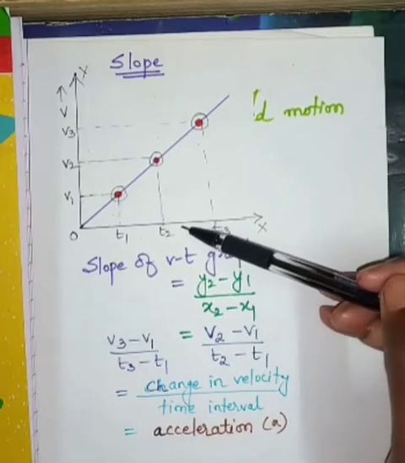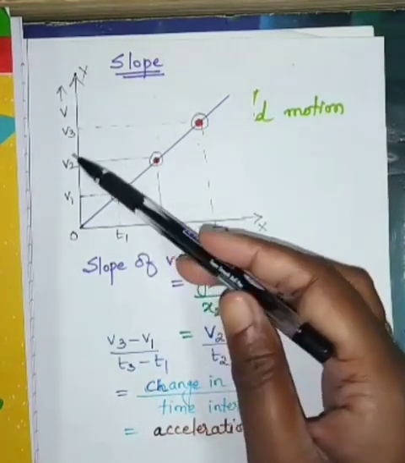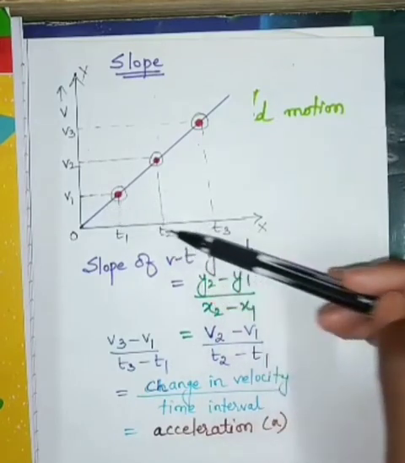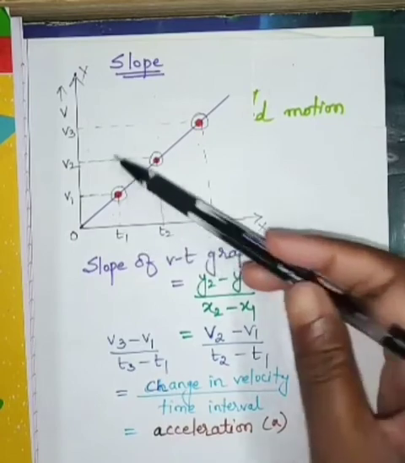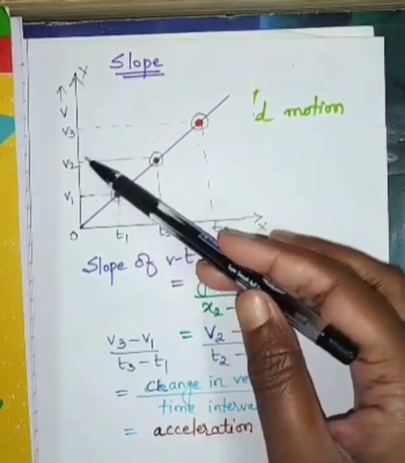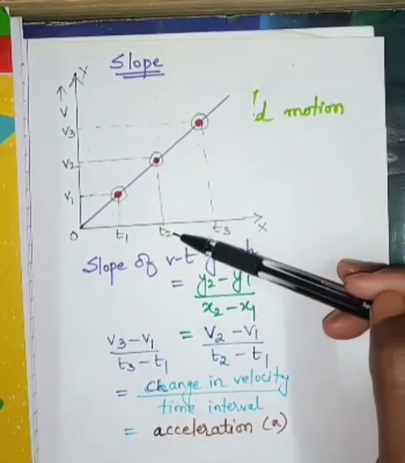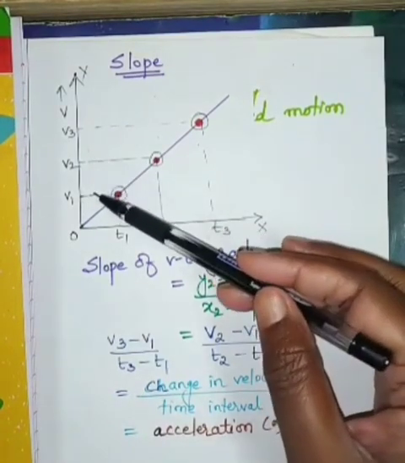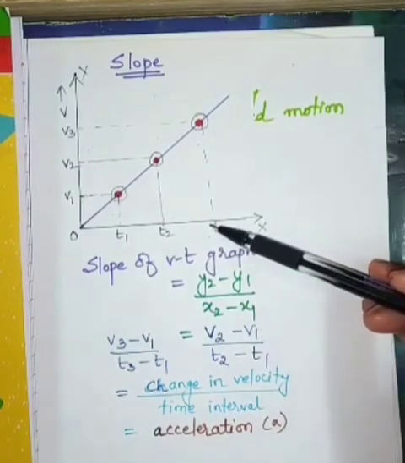Similarly, you can consider v3 and v1. Then the equation will be v3 minus v1 upon t3 minus t1. Similarly, you can take v3 and v2: v3 minus v2 upon t3 minus t2. That means you can take any two values of velocity and corresponding values of the time.